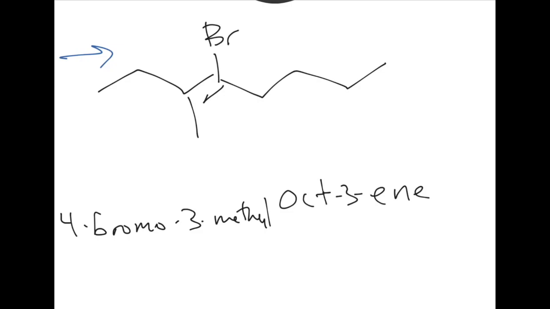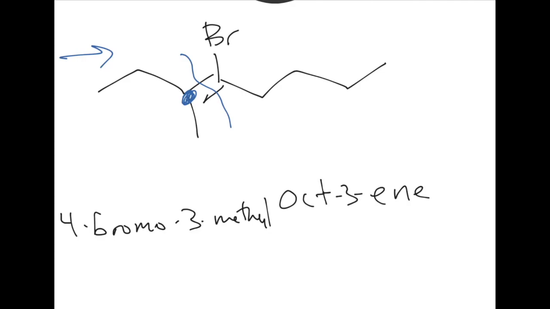Now, we only use cis and trans when we have a vinyl hydrogen on each carbon. So there has to be a hydrogen on each carbon of the double bond. When you don't have a hydrogen on each carbon of the double bond, we use E and Z. So E and Z, you kind of assign similarly to R and S. So to assign E and Z, you break your double bond in half, and you look at one of the two carbons. And you assign priority to the two groups on that carbon.